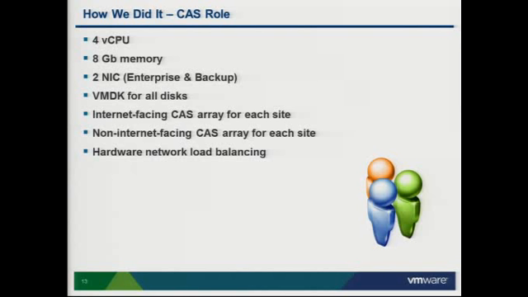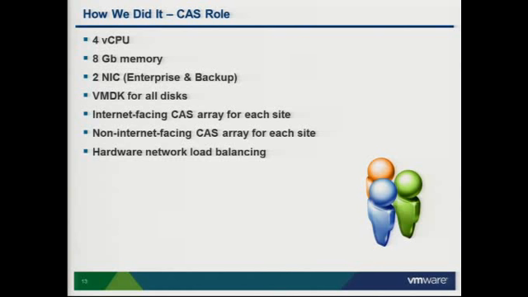So going through the different roles and how we have them sized. For the CAS server role, we've got 4 virtual CPUs, 8 gigs of memory, and 2 NICs, 1 for the enterprise and 1 for the backup. We run all of our backup traffic on a separate network. We use VMDK for all of our disks, and we've got 2 different kinds of CAS arrays in each site. At the primary site, we've got our internet-facing CAS array where all our external traffic comes in for Outlook Web Access, Exchange ActiveSync for mobile devices, things of that nature.